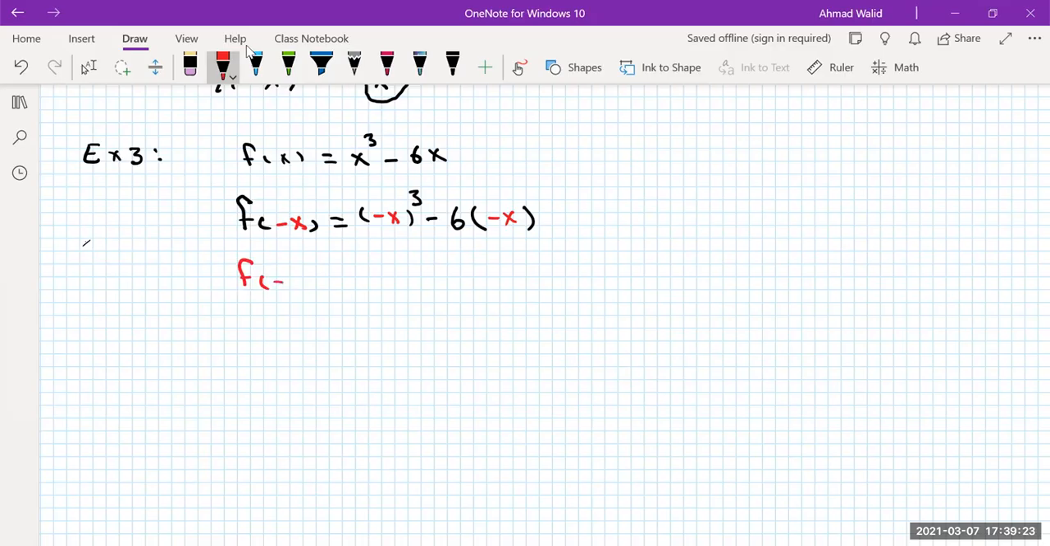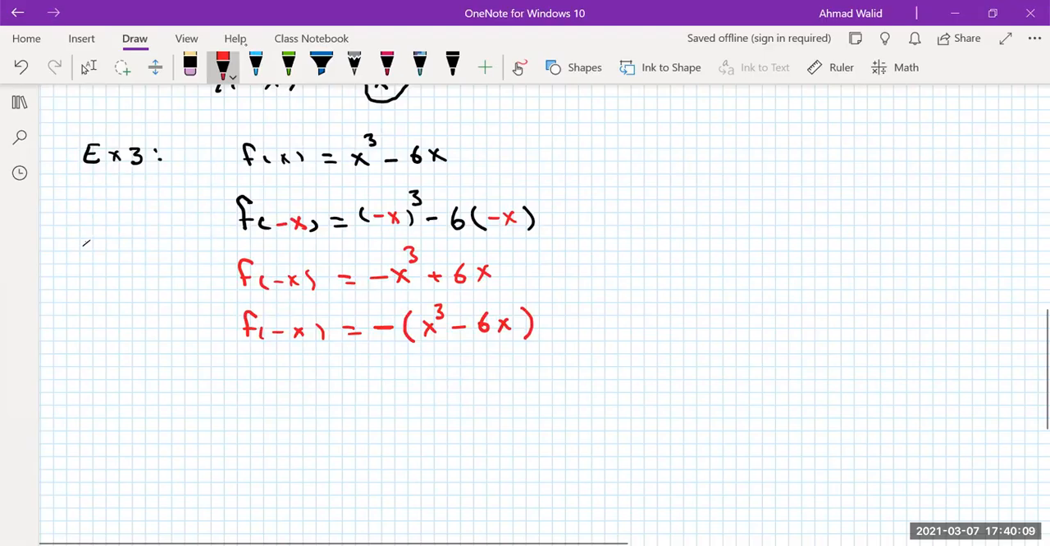Then f of negative x equals negative x cubed gives you negative x cubed. Negative times negative gives you positive 6x, correct? Then f of negative x equals, look, if I take negative here as a common and open a parentheses, negative x cubed divided by negative gives you positive x cubed. Positive 6x divided by negative gives you negative 6x.